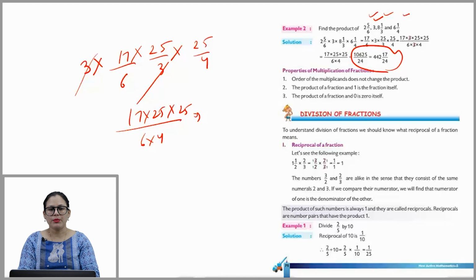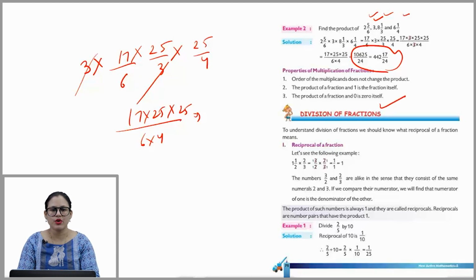Now properties of multiplication of fractions. Number 1, the order of the multiplications doesn't change the product. Number 2, the product of a fraction and 1 is the fraction itself. Number 3, the product of a fraction and 0 is 0 itself. Now division of fractions.